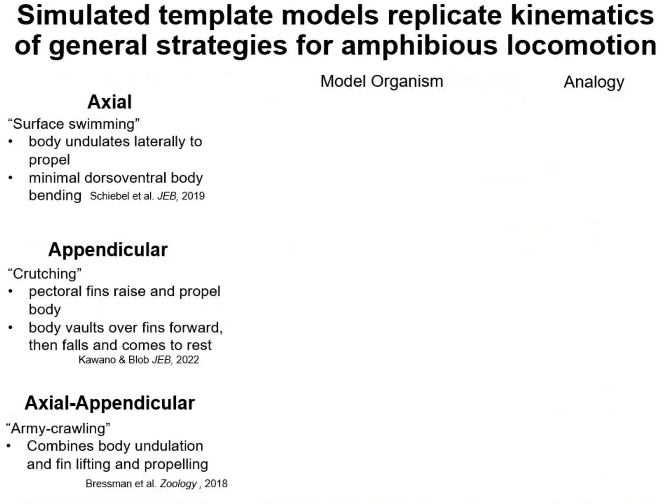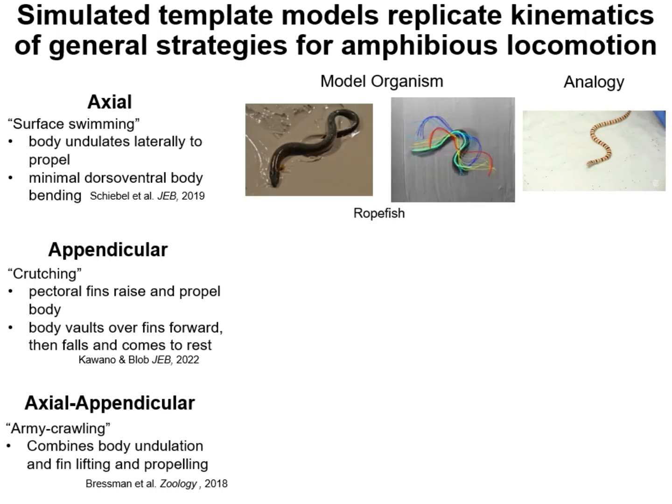As we mentioned earlier, fishes display three main categories of sustained terrestrial locomotion strategies. Our lab has begun studying a model organism for each category moving on mud of a controlled strength. We propose that the following three templates be used for each category. For axial-based locomotion on mud, such as that of the ropefish using body undulation, can be described by a surface swimming template.